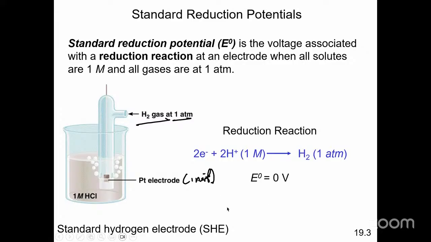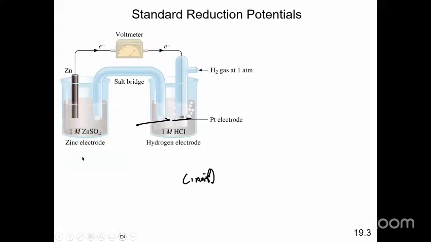So what we're going to look at next is what happens when we hook this up to a copper electrode and, what's the other one that we use? Zinc electrode. All right? So which one is first? Okay, so this is a zinc electrode. All right? So basically, we have the zinc electrode here.